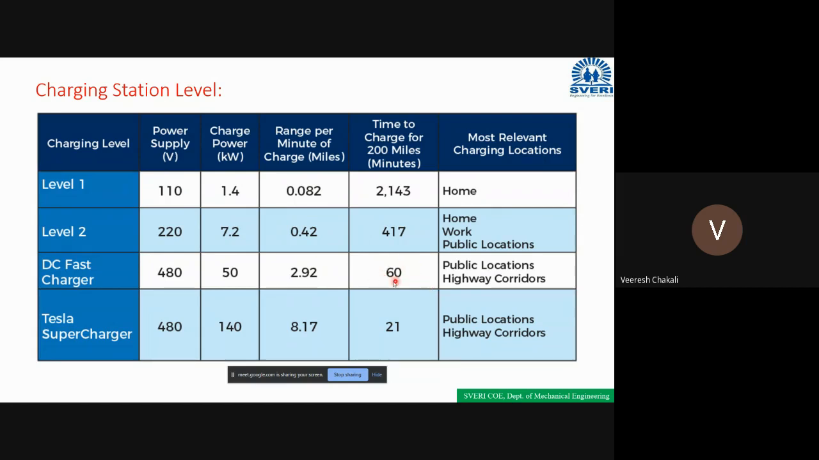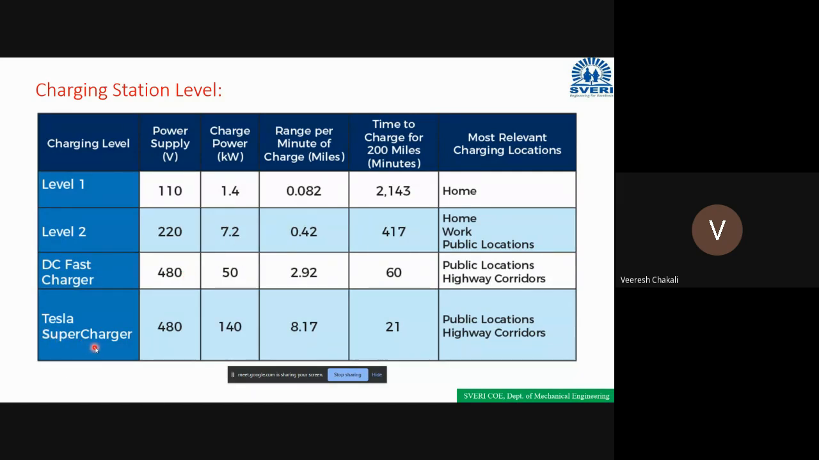Okay, and this DC fast charger can be used at highway corridors, meaning charging stations का use करना पड़ेगा. Only at charging stations and highway corridors can we use these level 3 chargers. At home or office places, we cannot use these chargers because these voltage levels are not present in homes or offices. At homes we can only get 200 to 230 volts, but it requires 480 volts. So for 480 volts, we have to design a charging station.